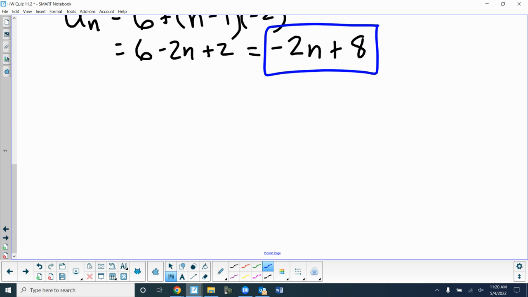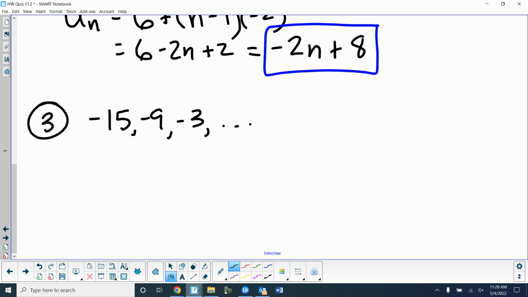Number 3 was negative 15, negative 9, and negative 3. Okay? So the nth term is the first term plus n minus 1. What's negative 9 minus a negative 15? Positive 6, right?